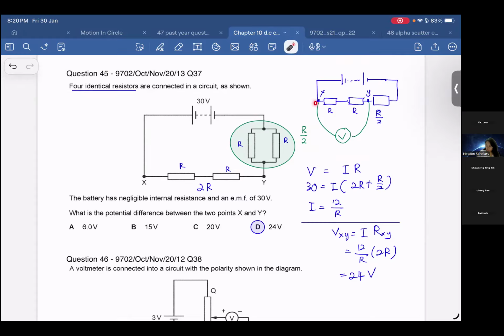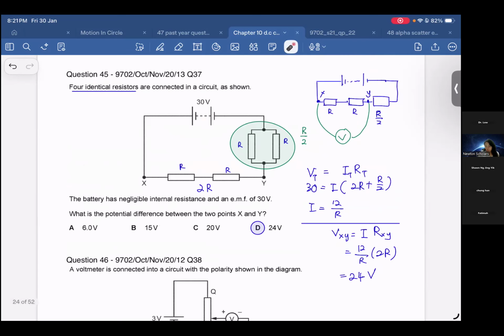We want to find this voltage, V equals IR. Therefore, I find the I first. How can I know the I? I use V total equals I total times R total. My V total, which is my battery 30 volt, equals the current flowing through the circuit times total resistance. Because now they are connected in series, it will be R plus R over 2. Using mathematics, I is 12 over R. So I find the current flowing through the whole circuit, which is 12 over R.